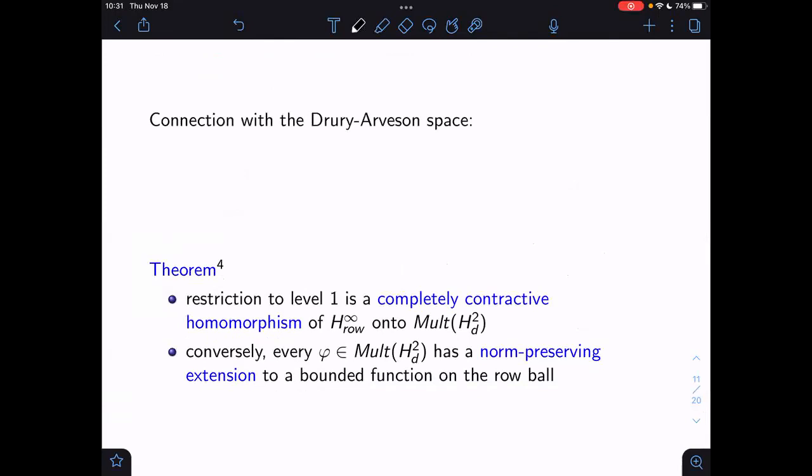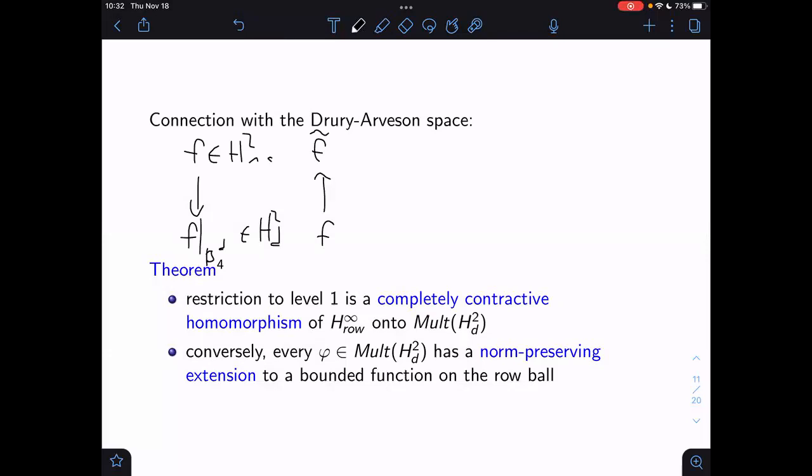So an important thing that I mentioned at the end of last time was, again, the connection with the Drury-Arveson space. That was, if I took an F in the NC Hardy space and restricted it to level one, I got something in the Drury-Arveson space. And moreover, this map plays well with norms. The restriction map is a partial isometry. And conversely, every F in the Drury-Arveson space has a Hilbert space norm preserving free lift. I can extend it to the balls at higher levels while preserving the Hilbert space norm.